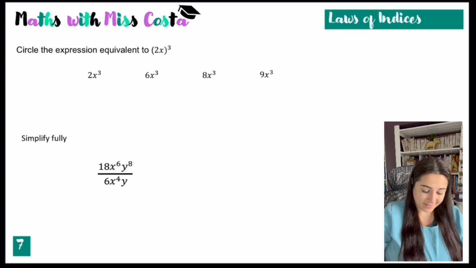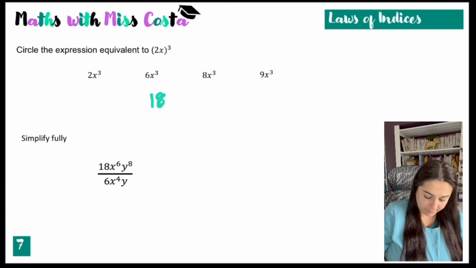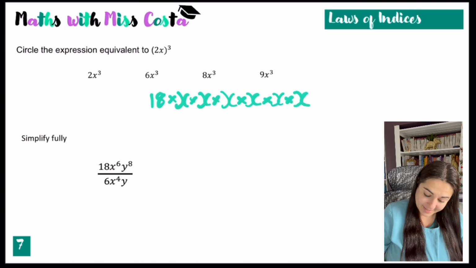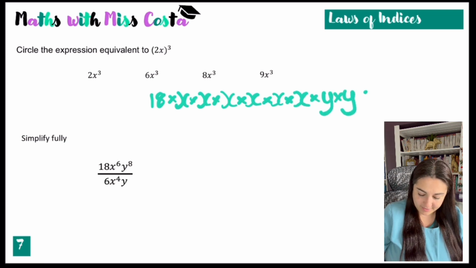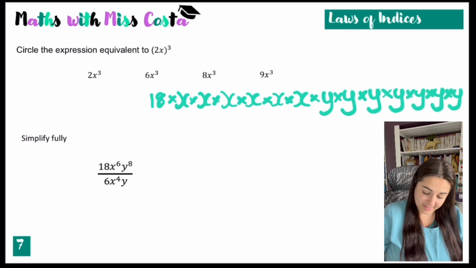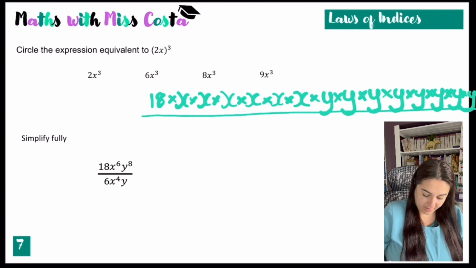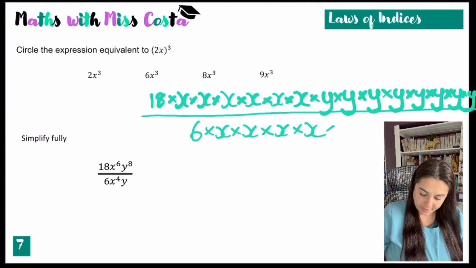The next question, I similarly probably want to write it out in terms of algebra. So what does it mean? Well, the top 18 is being multiplied by x to the power of 6. So 1, 2, 3, 4, 5, 6 times by y to the power of 8. So 1, 2, 3, 4, 5, 6, 7, 8. Just squish it in there. And it's being divided by 6 times by x to the power of 4 times by y.